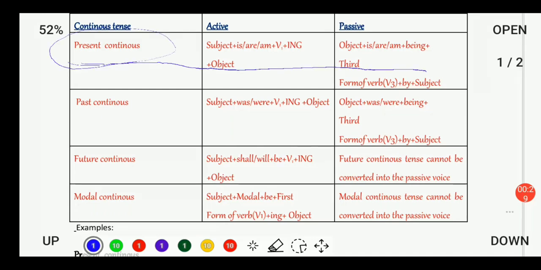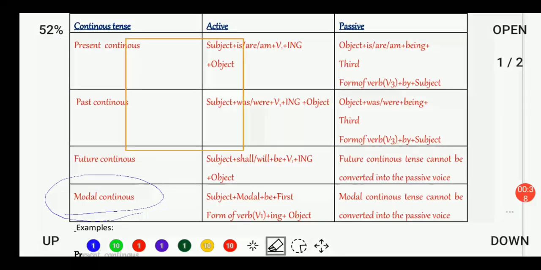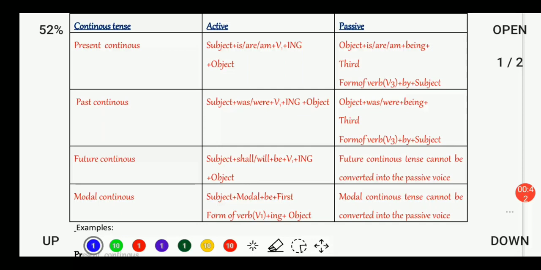First of all, we will tell you about the basic formula of the present, past, future and modal continuous tense. Then we will tell you about the conversion from active to passive voice, and some examples will also be presented in front of you. So first, our tense is the present continuous tense. What is the formula for the present continuous tense?